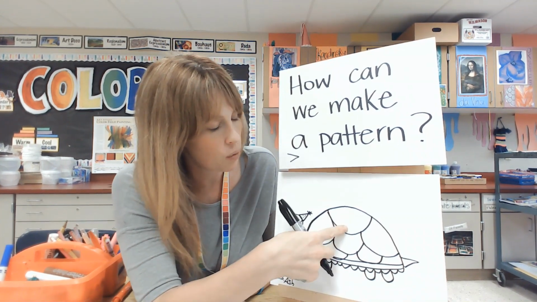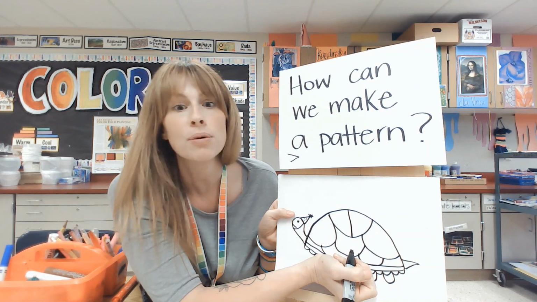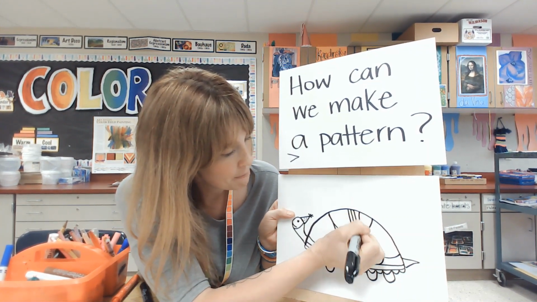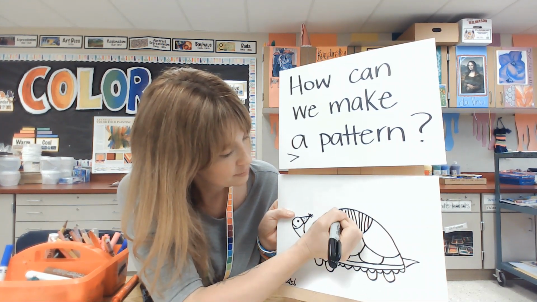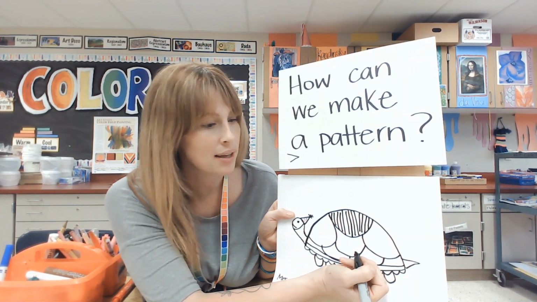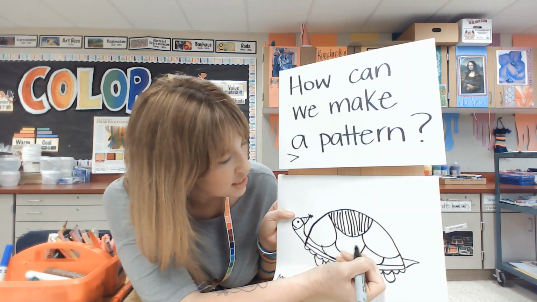So what I'm gonna do is I'm gonna pick one line type. I'm gonna start with a straight vertical, and I'm gonna repeat it, and I'm gonna fill up that whole section. Boop, boop, boop, boop, boop, boop. Did I make a pattern? I did. I repeated my line. I chose vertical and I repeated it to fill up that whole section.